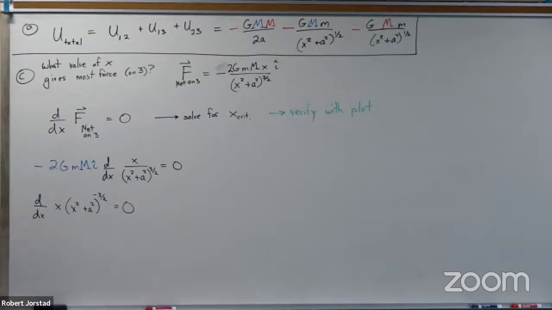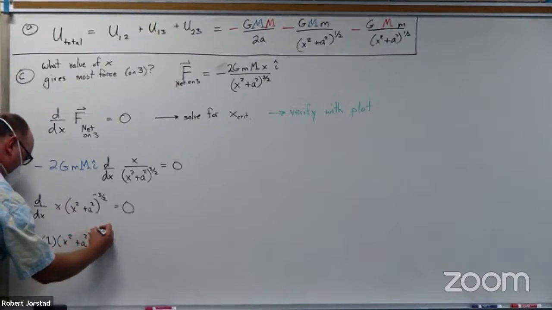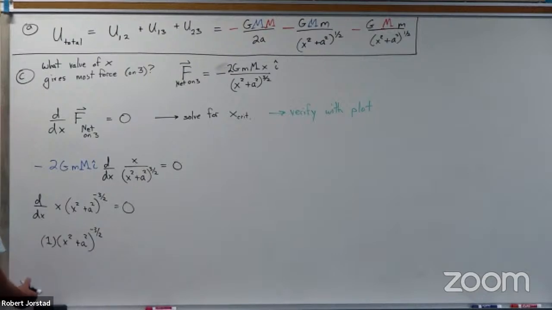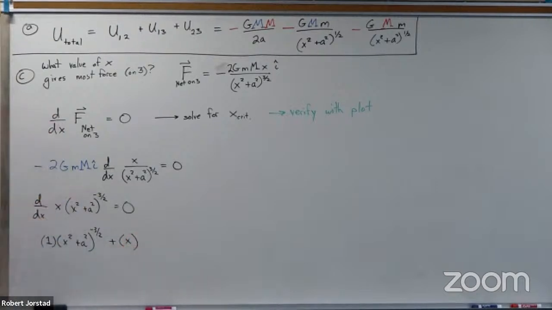Take the derivative of the first. What's the derivative of the first? 1. Derivative of the first times the second. I'm done. Next, I add to it the first times derivative of the second. Walk me through it. How do I take the derivative of the second term?